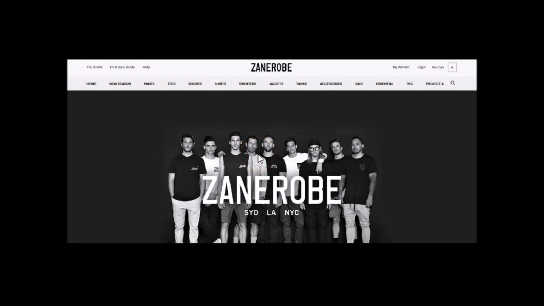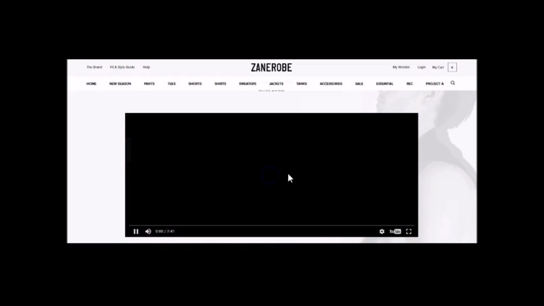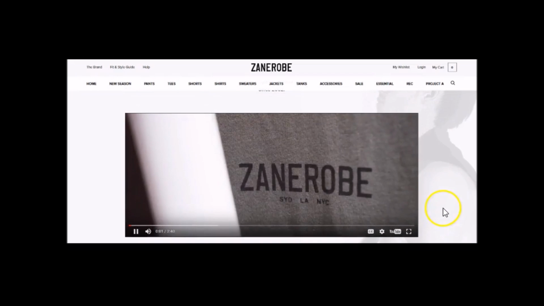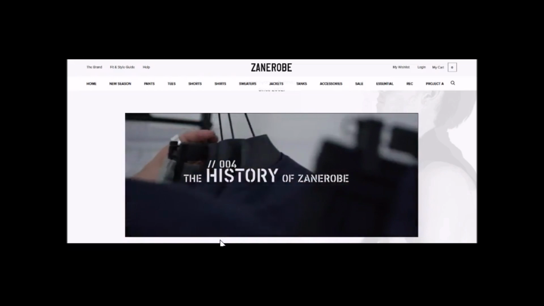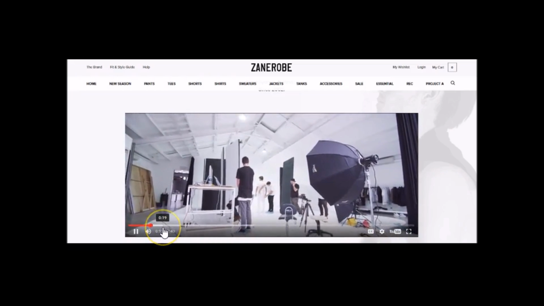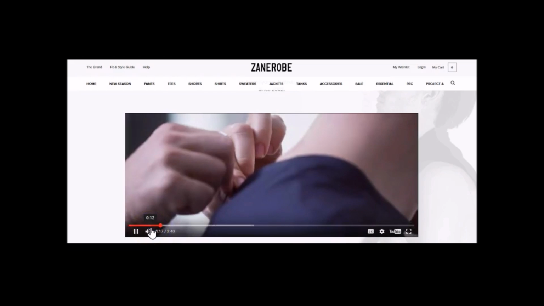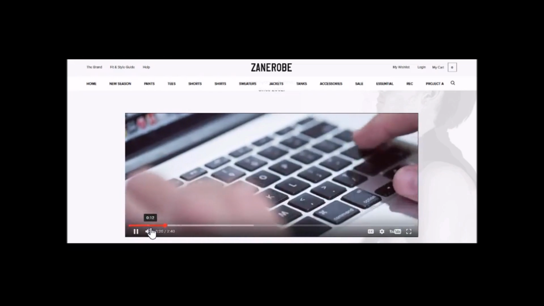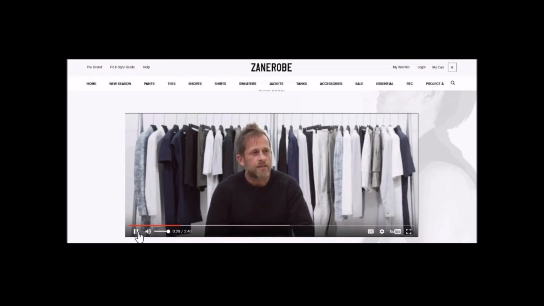Let's look at this one, the Xanderobe, Sydney, LA, and New York City, so it's like a men's clothing thing. The history of Xanderobe, let's see what they got here. The step was Xanderobe. So both Lath and I were in other industries prior to creating the company. This is our first foray into fashion. Having started the business, I kind of fell into it. I was in IT, hated it. I was working in corporate, hated it. For me, I think it didn't matter what.